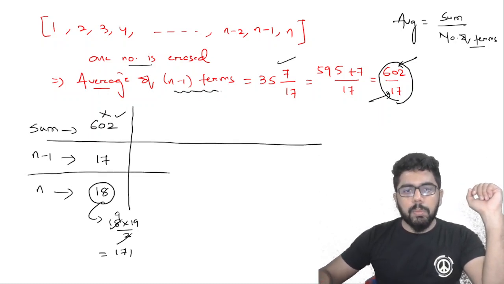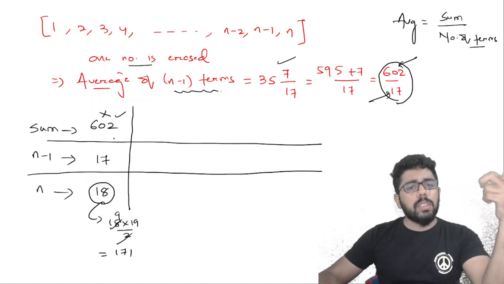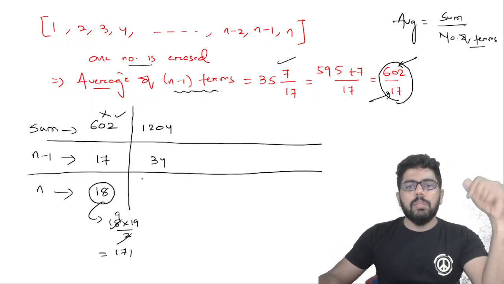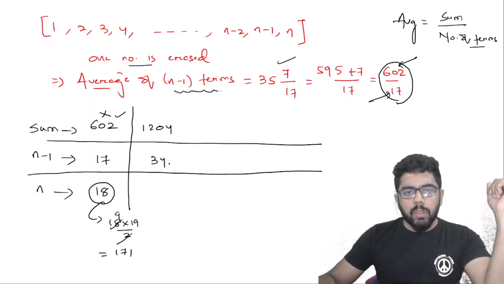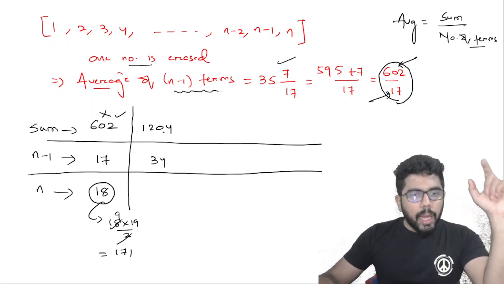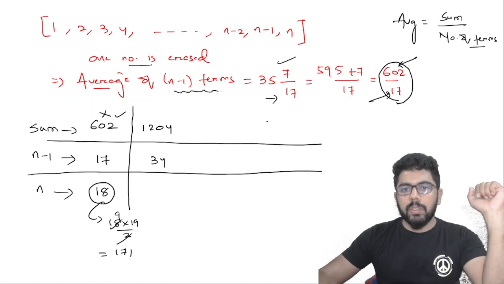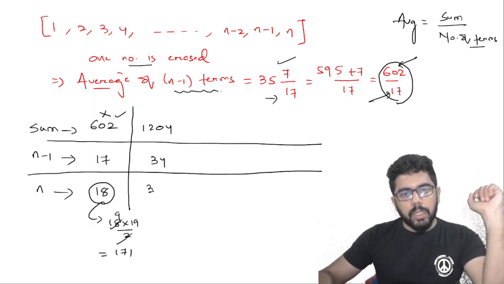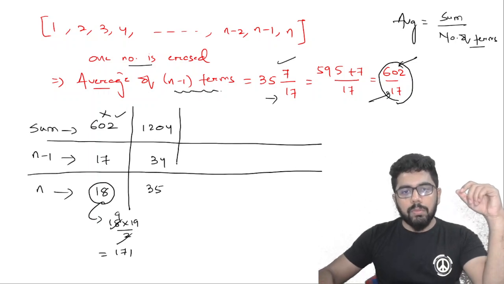What can be my second possibility? That the sum is not 602, it is actually 1204 and the total number of terms is 34. Basically multiplied both by 2. So this is also possible. This ratio is same as 602 by 17, and if you convert it to mixed fraction, it will give you this 35 whole 7 by 17 again. So if there are 34 terms in n minus 1, that means n is actually 35.